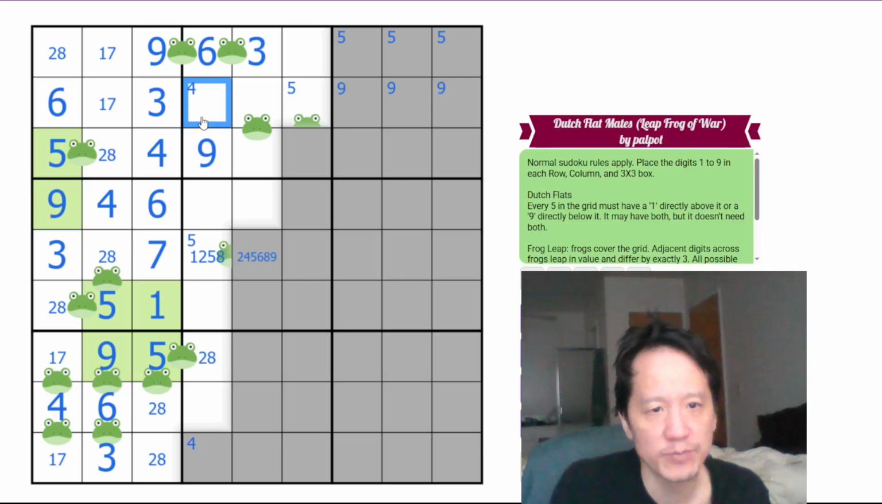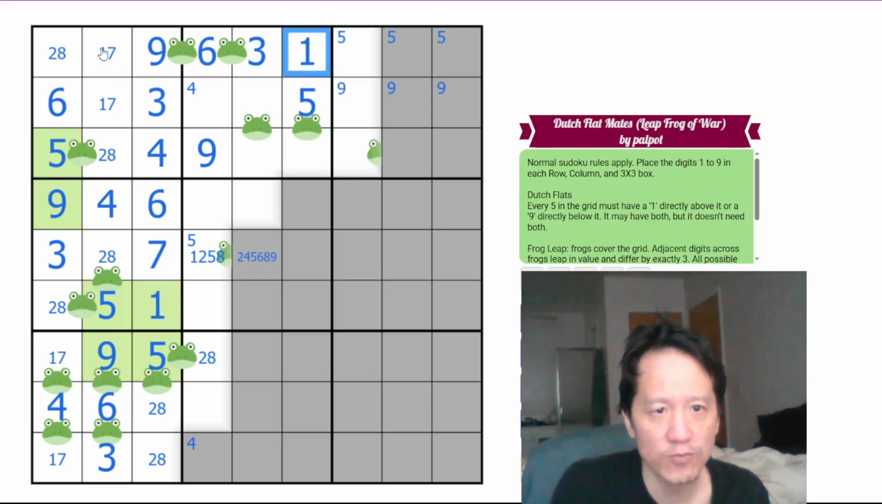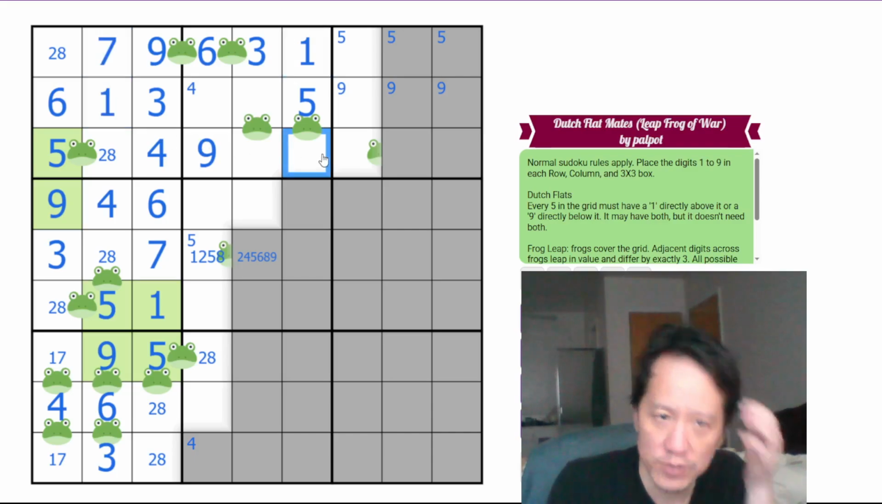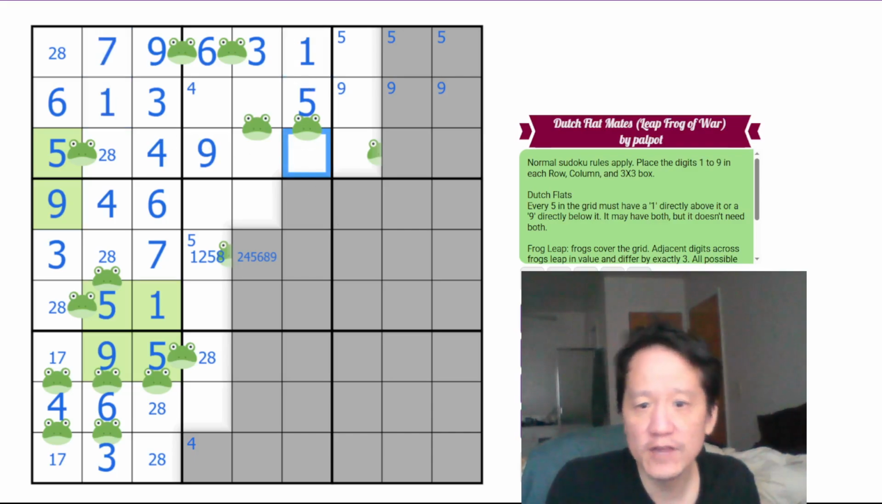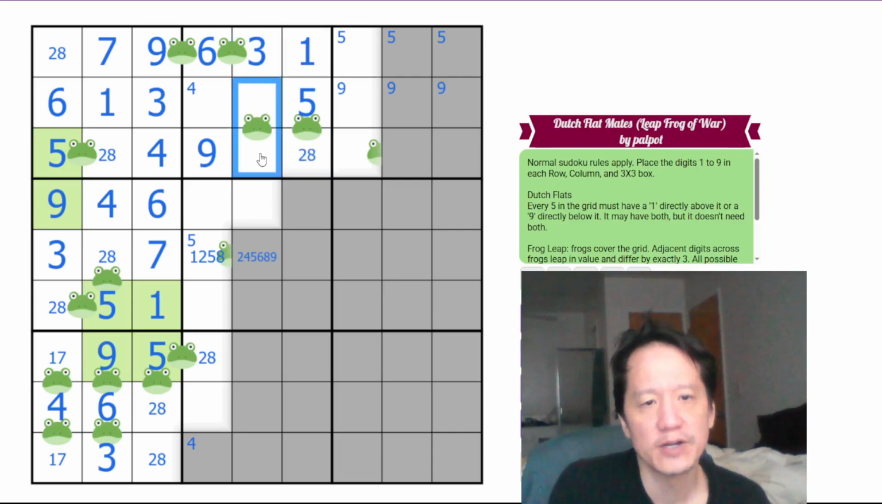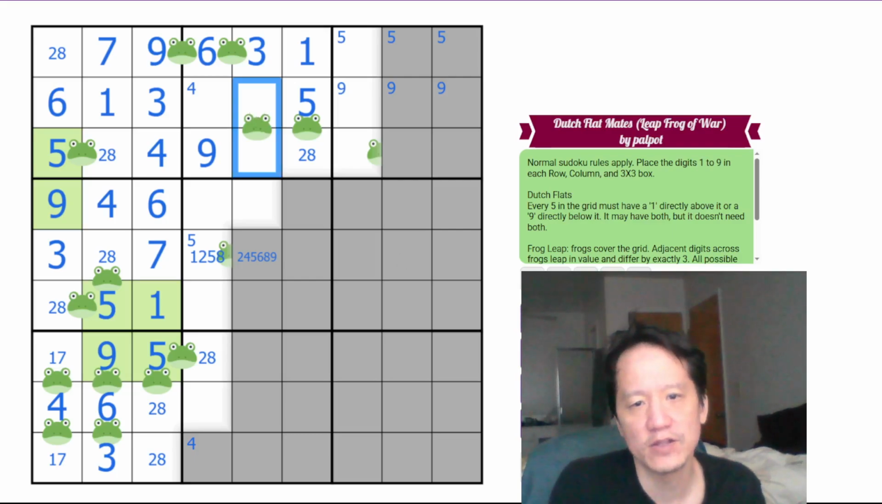Actually, this can't even be 4, right? So this must be a 5 here with a 1 directly above it. So this is 5, 1. This is 7 then, which makes that a 1. This 5 is next to 2 or 8. Again, you need a 4 and a 7 pair to make this frog valid, which means this can't be 4. This is a 2 or 8 here.